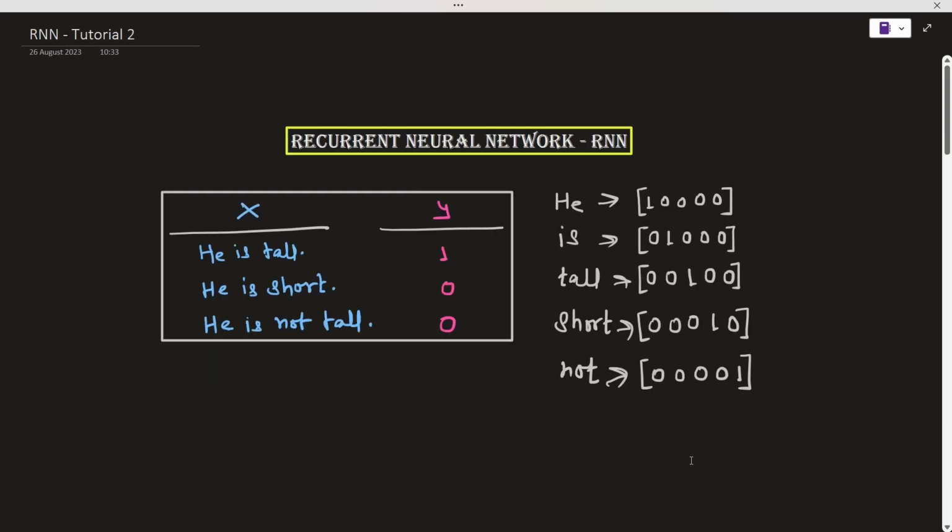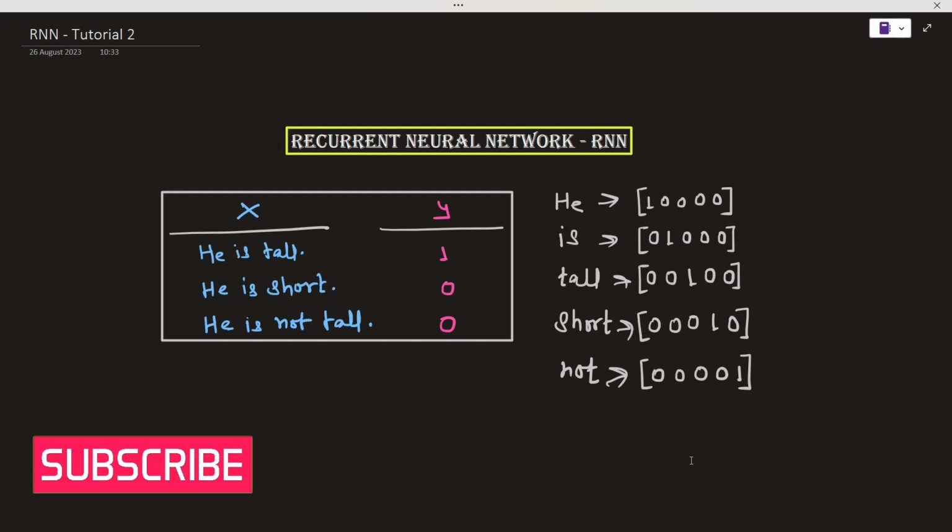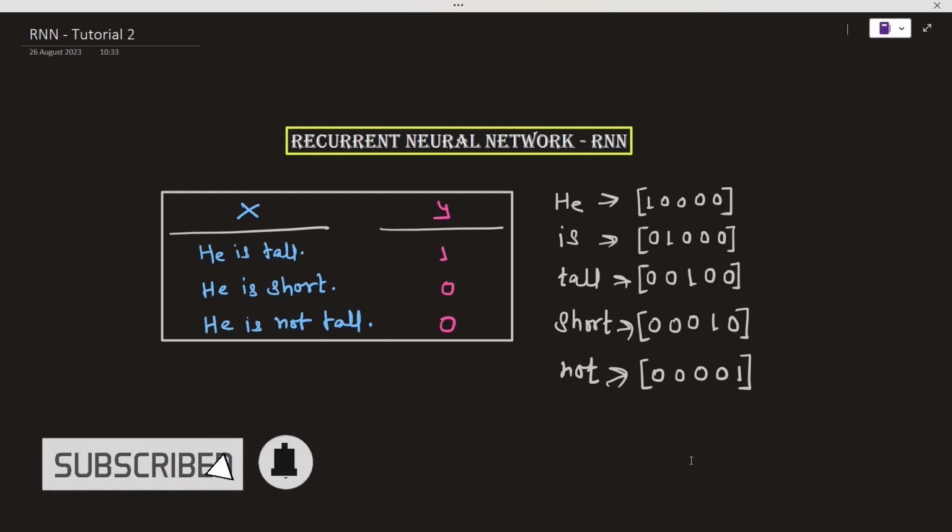And in this second lecture of RNN, we will take a closer look into its architecture and we will try to understand how exactly the data is being fed to the model.